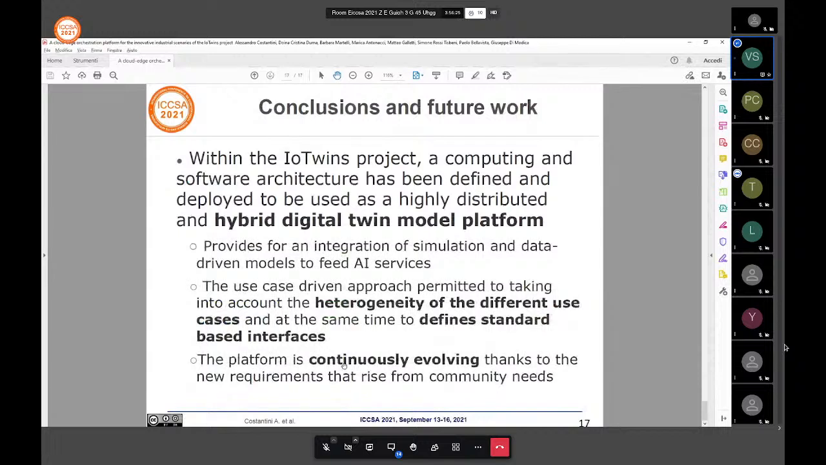Just let me conclude with the last slide. In this presentation, I presented to you the outcome, or part of the outcome, of the IOTwins project. As I told you, the IOTwins project is aimed at defining, studying and applying hybrid digital twin models and providing a suitable platform to let users study their own hybrid digital twin models.